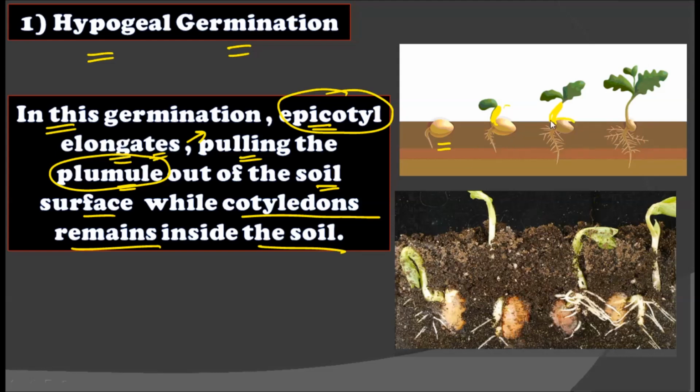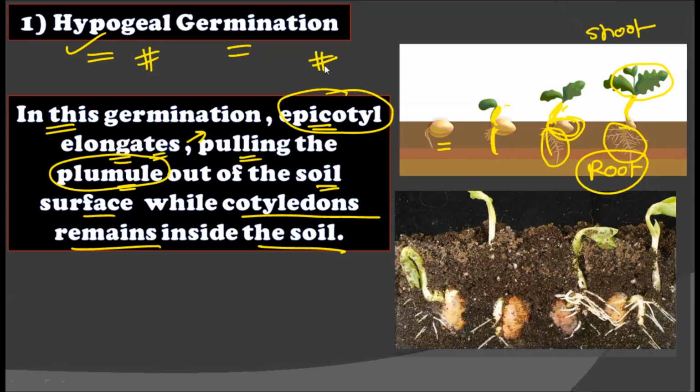While doing this, the cotyledon simply remains under the ground. The plumule which comes out of the soil surface gets converted into the whole shoot system. At the very same time, below the ground, the radicle comes out of the seed and slowly converts into the root system. So we have the shoot system above and the root system growing below. The very important point to remember in hypogeal germination is that the cotyledon always remains below the ground, while the plumule forms the shoot system and the radicle forms the root system.